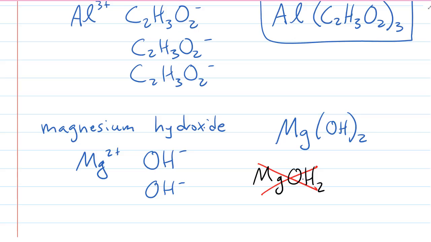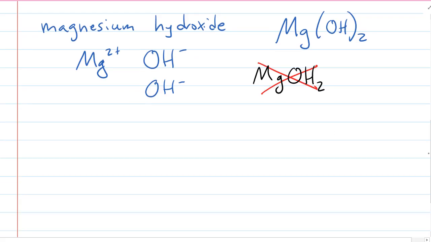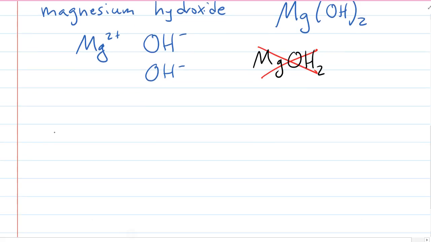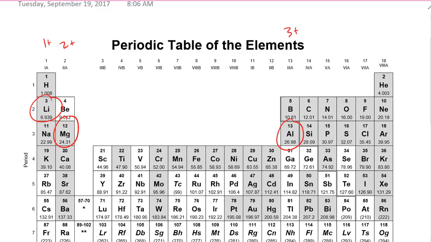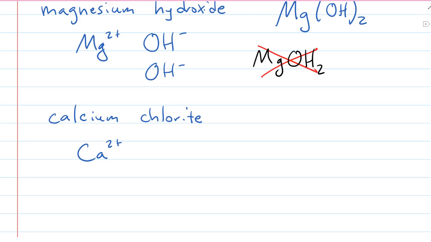Okay. Let's try one more. Let's try this one. Calcium chlorite. Calcium is going to have a formula of Ca with a charge of 2 plus. Again, that comes based on its position in the periodic table right here. Chlorite. What's the key thing we need to look at in this name? ITE. The ITE, and that's because? It'll make it drop off. Right, it's going to make us drop the number of oxygens.